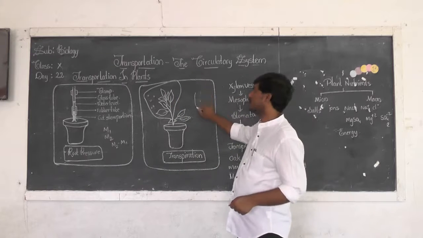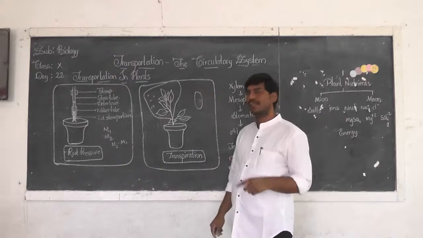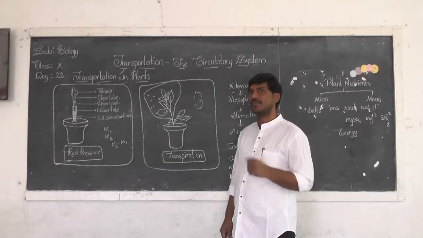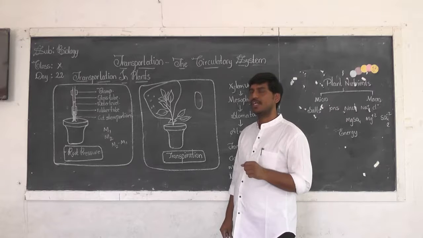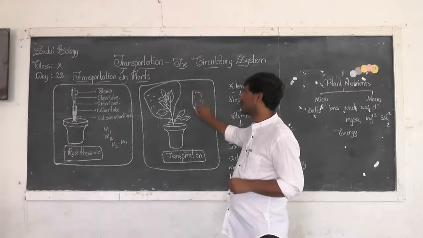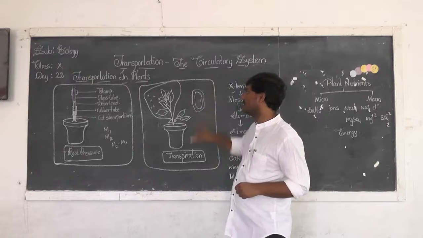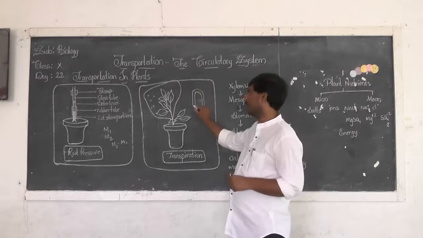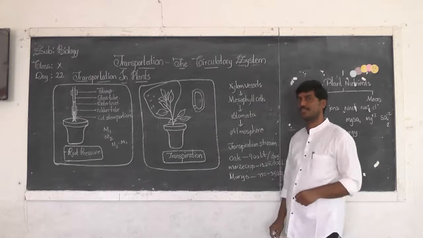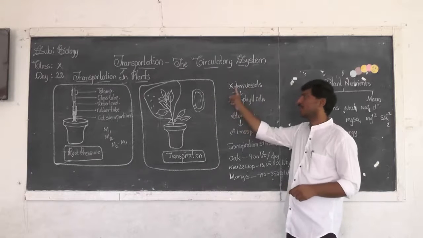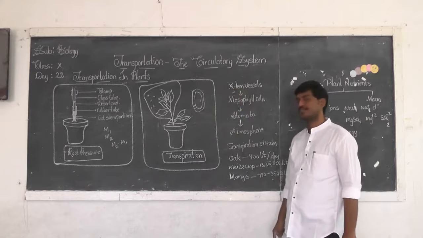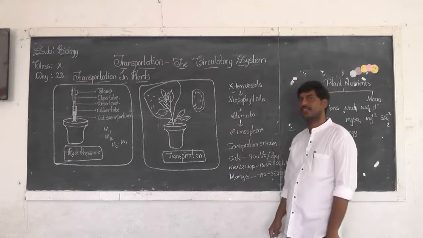Suppose this is a mesophyll cell. We have actually discussed this in the case of respiration also: the gases are dissolved in the water film of the mesophyll cells. So surrounding the mesophyll cells, a thin water film is present. Like this, from the xylem vessels, the water is taken up by the mesophyll cells and surrounds them.